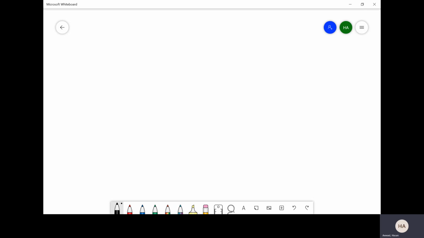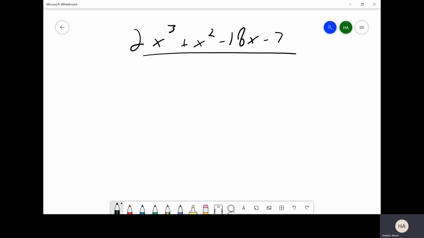Okay, so let's say we had the following. Let's say we had 2x cubed plus x squared minus 18x minus 7, and this is all being divided by x plus 3.